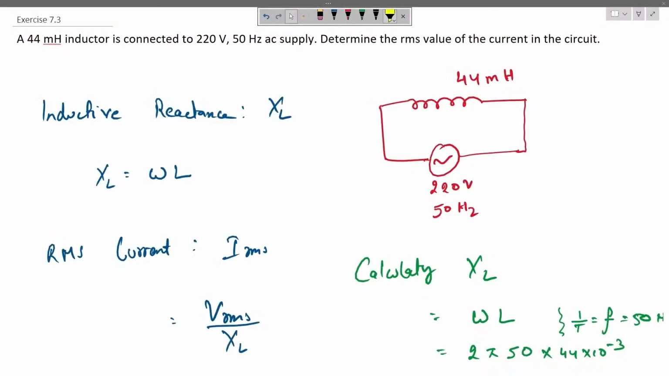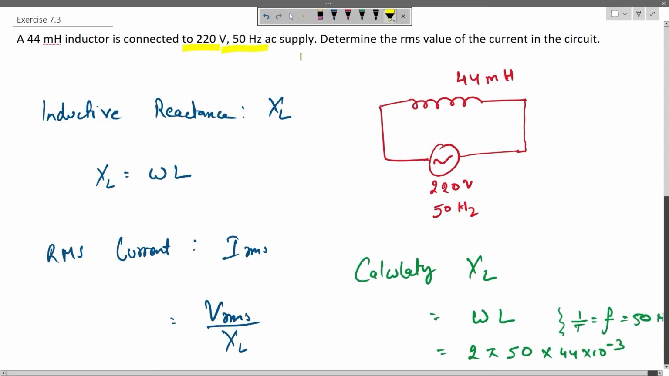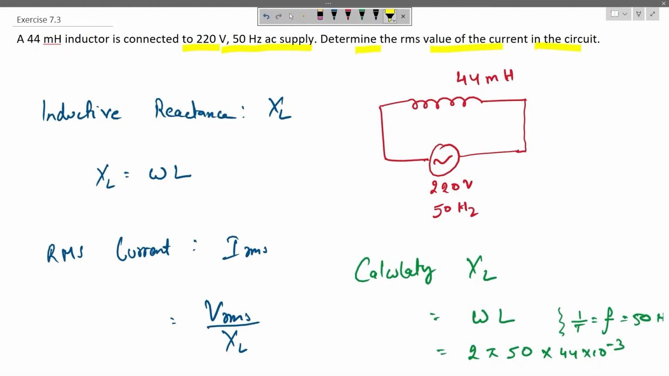The question says that a 44 millihenry inductor is connected to 220 volt 50 hertz AC supply. Determine the RMS value of the current in the circuit.